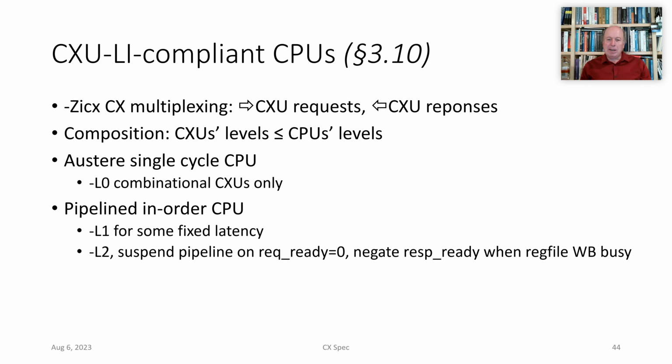Or it might implement level 2 with valid-ready flow control, suspending its pipeline when a CXU negates request ready, and itself negating response ready if there's a cycle in which its register file writeback is busy and a response cannot be accepted. And a complex out-of-order completion CPU might implement level 2 or level 3, enabling those more sophisticated CXUs.